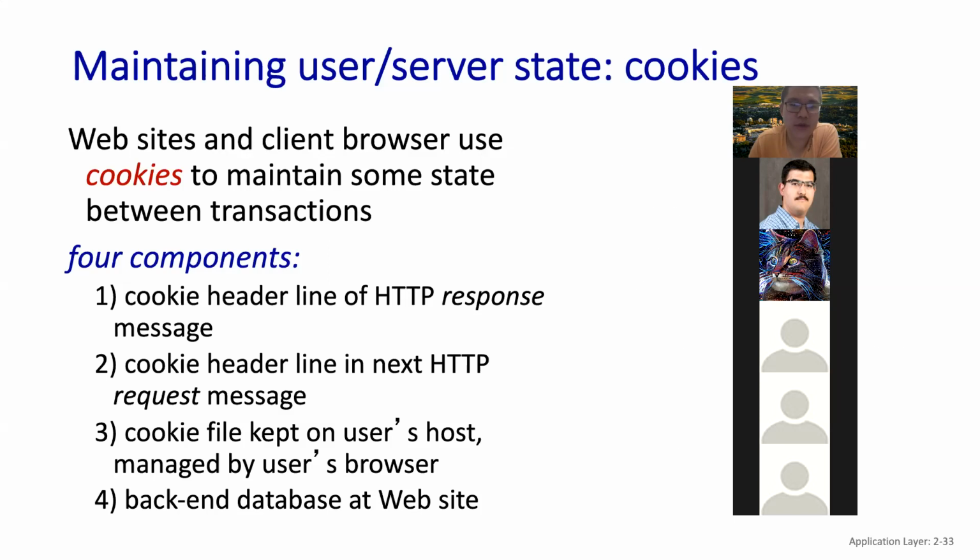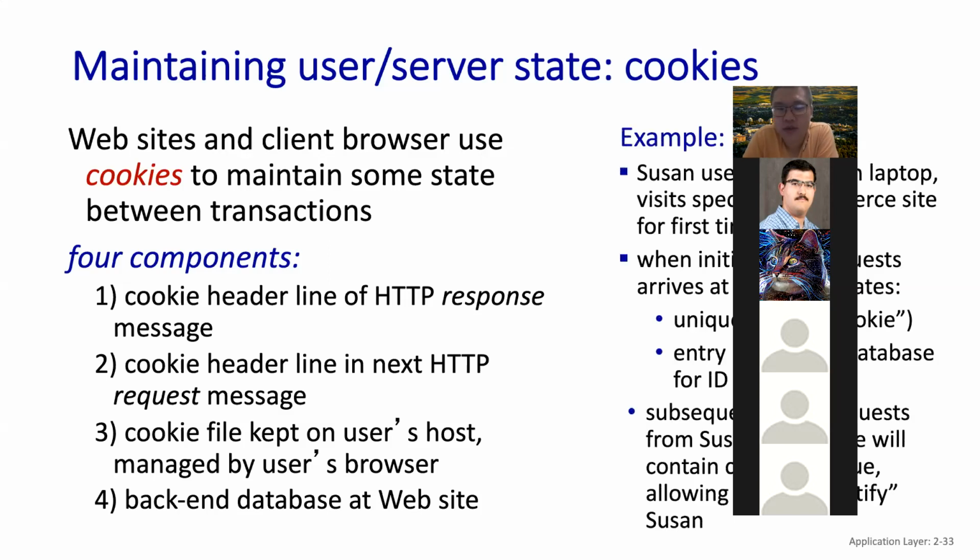So if we look at a quick example, here Susan uses a browser on her laptop and visits a specific e-commerce site, for example Amazon. The first time, when the initial HTTP request arrives at the site, the site creates a unique ID, known as a cookie, and an entry in the backend database for this ID. So they just record this information for Susan.